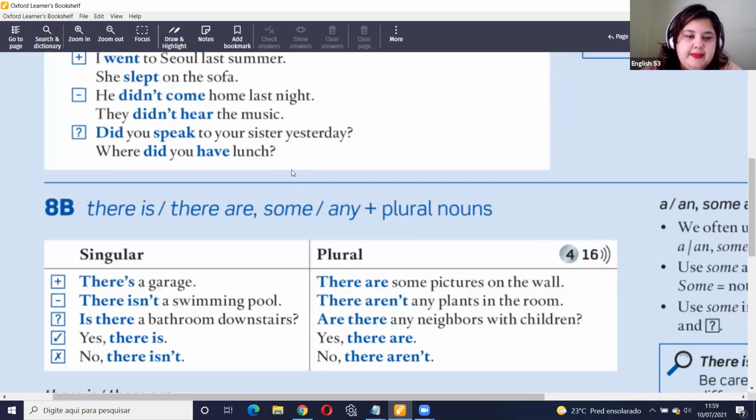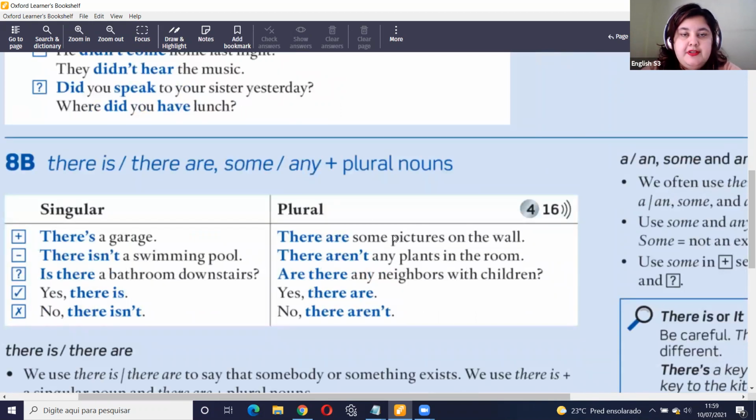Let's take a look. There is a garage. There are some pictures in the wall. If you want to describe your room, for instance, you have to use there is, there are. For example, in my room, there is a bed. There are some pillows. In my desk, there is a cell phone. There is a notebook. There is a water bottle. Okay? So, you can't use have, porque essas coisas inanimadas não podem possuir nada. Elas estão ali. É o sentido de haver.